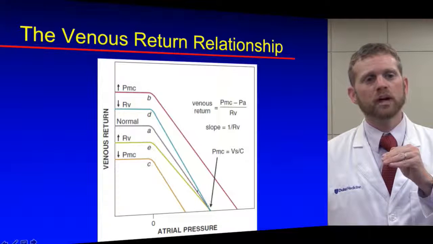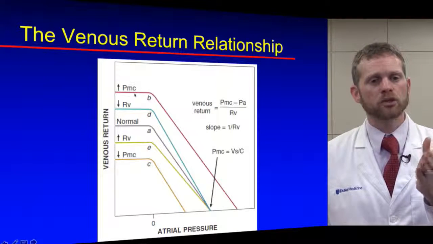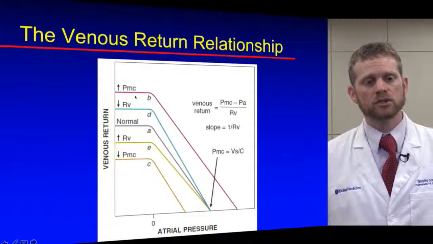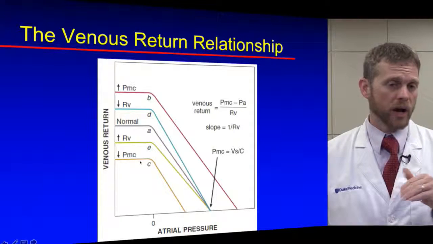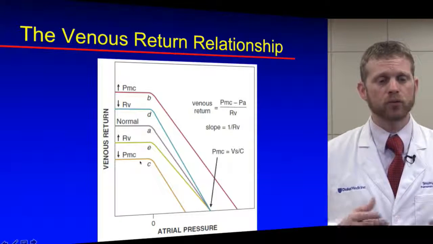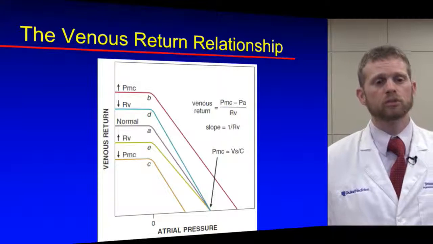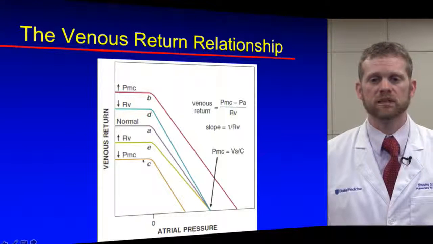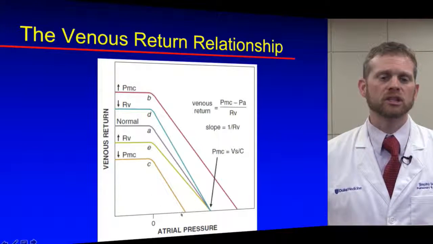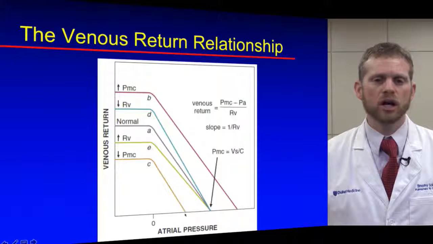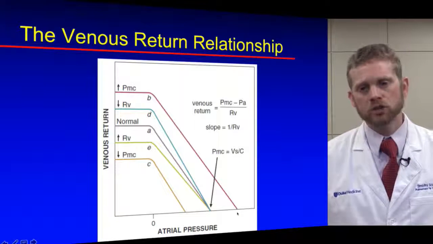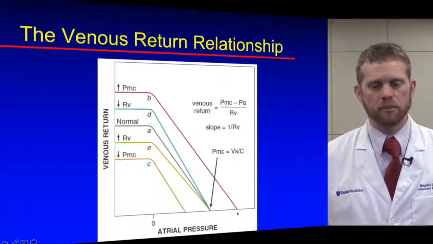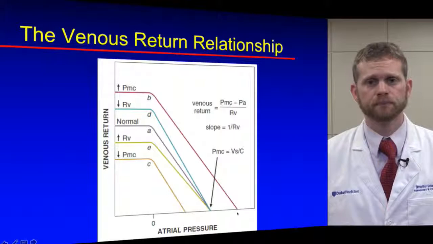Finally, if you were to increase the mean circulatory pressure with volume expansion, you see that venous return increases. And if you decrease the mean circulatory pressure, either through hypovolemia or by reducing the stressed volume, you also see a decrease in venous return. You also see here that venous return goes to zero where the right atrial pressure equals the mean systemic pressure, or the mean circulatory pressure.